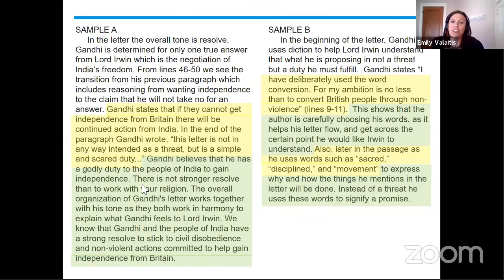The student says, this shows that the author is carefully choosing his words. Well, which words were carefully chosen? Why were they carefully chosen? How does this show a duty and not a threat? The student doesn't fully examine the example itself. And the other way, again, visually, about half of the paragraph is in yellow, the other half is in green. So they're equally weighted. If you were to highlight your own writing, you'd want to make sure that you have more green than yellow. The more analysis, the better.